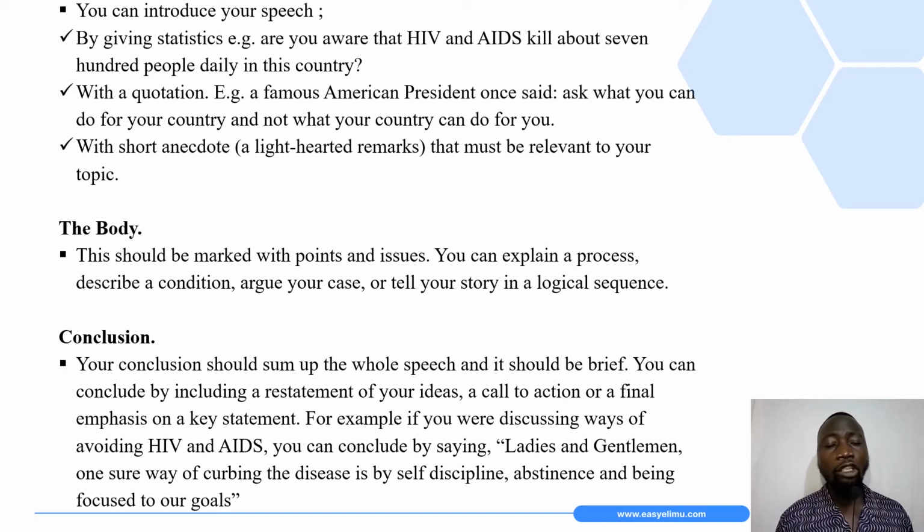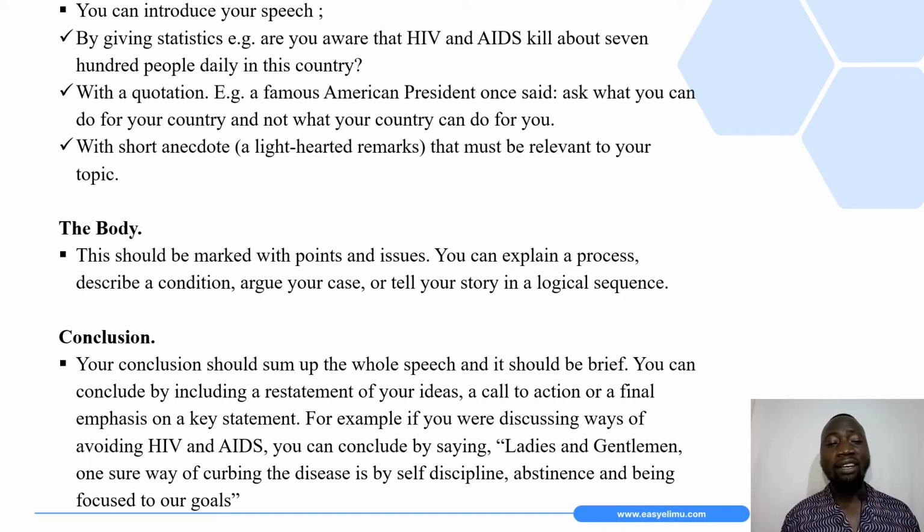Again, you can introduce your speech in very many ways. For instance, you can start by giving statistics. For example, if your speech is about HIV and AIDS, you can start by giving statistics about HIV and AIDS, for example, asking members of the audience, are you aware that HIV and AIDS kill about 700 people daily in this country?